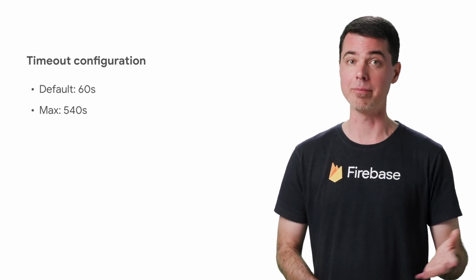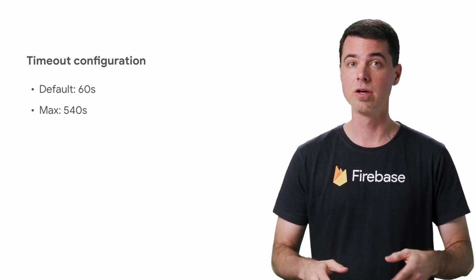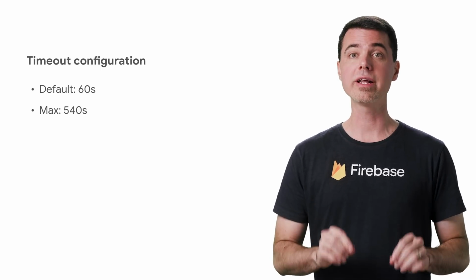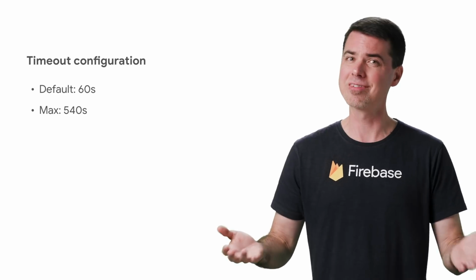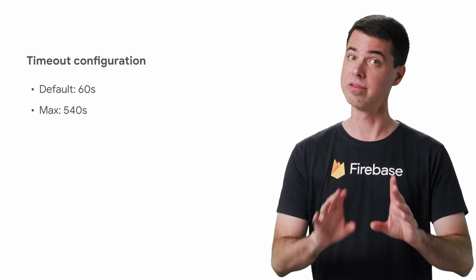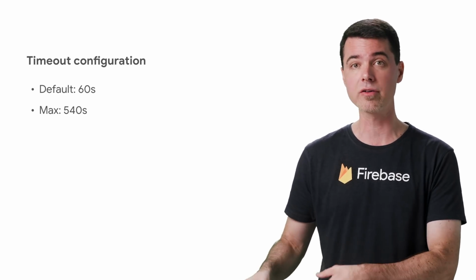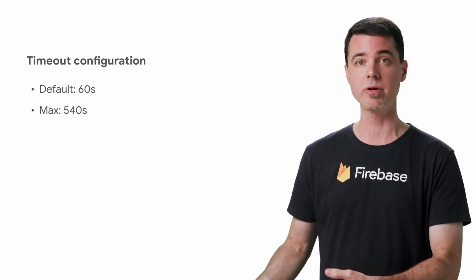You can increase that up to a maximum of 540 seconds, which is 9 minutes. If your work needs more time than that, Cloud Functions might not be the best place to do that work. Consider instead offloading it to another cloud product, such as App Engine or Compute Engine, to run asynchronously. Now, bear in mind that increasing the timeout of your function may also have an effect on billing.